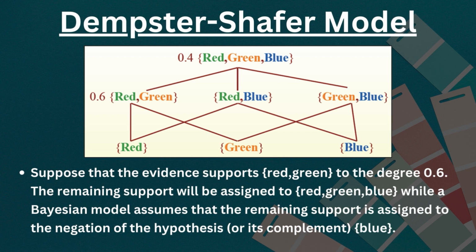In contrast with the Bayesian model, in a traditional Bayesian model, if we do not allocate the remaining probabilities to blue, we typically assume that it goes to the negation or complement of the hypothesis in case of blue. So, this is a more rigid approach as compared to DST, which is a flexible approach. It implies that if we are not confident about blue, we are more confident in its absence. So, we can sum up in this way.